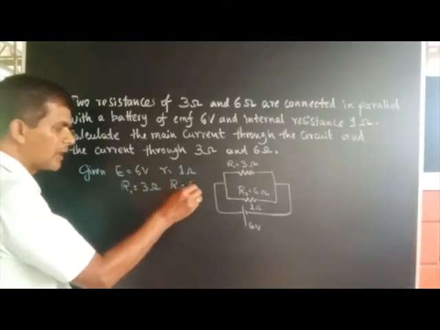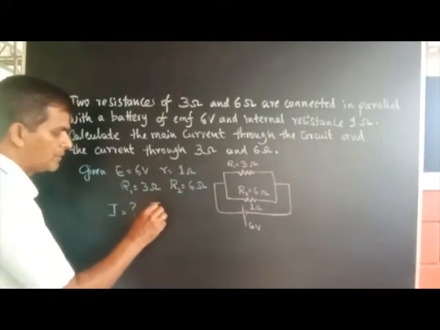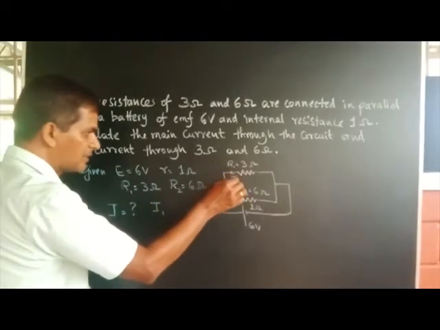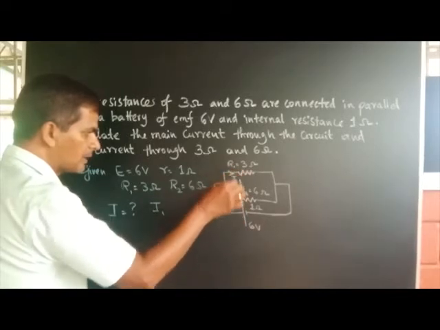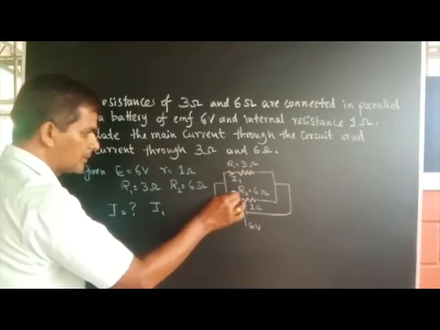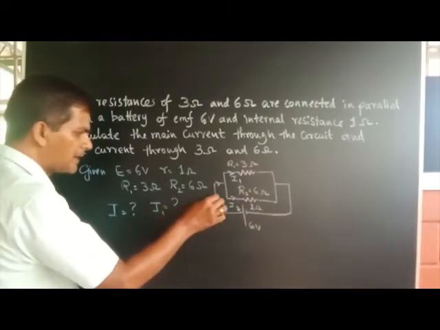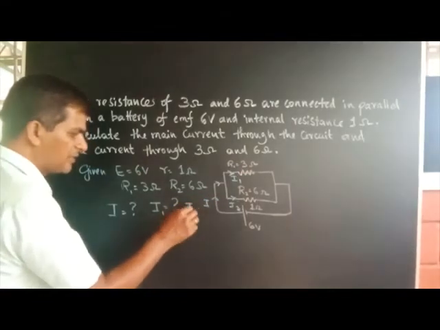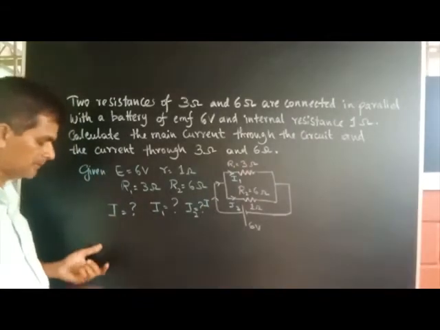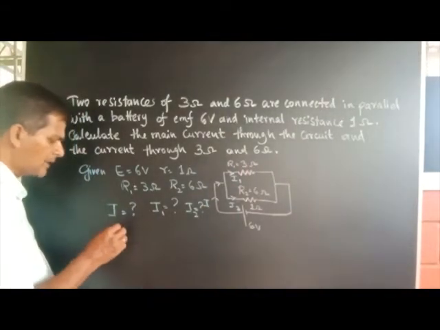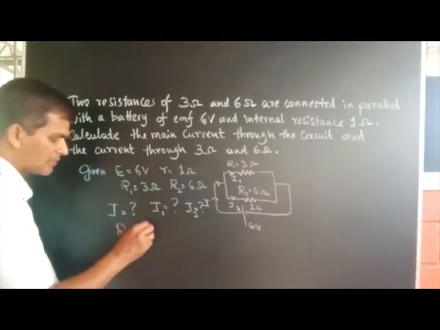Now, what are we asked to calculate? We are asked to calculate the main current I and also the current through this resistance, let's take it as I1. The direction is positive to negative. The current through the resistance R2 is I2, and also the main current I. These are the things asked in this problem. Let us solve it. We know that two resistors are in parallel, and the effective resistance is going to be the sum.